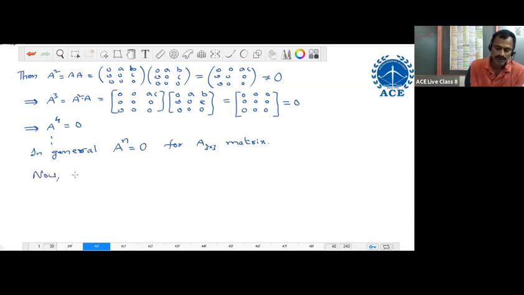Now for nth order matrix A power n equal to 0. Therefore, rank of A power n is the rank of the 0 matrix, that is equal to 0.